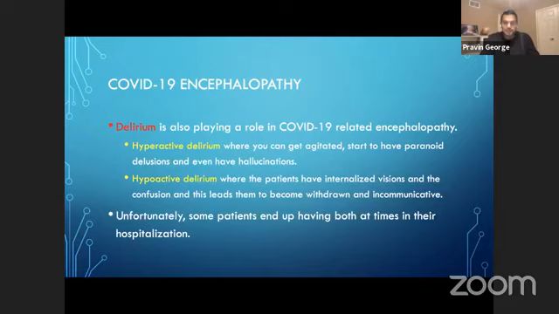Patients are dealing with both hyperactive and hypoactive delirium, where you get agitated, start to have paranoid delusions, and even have hallucinations. Patients are actually presenting with these signs as opposed to developing them over time. Unfortunately, some of these patients are hyperactive when they come in and then hypoactive as they go through their ICU stay. It's important to recognize these and treat accordingly.